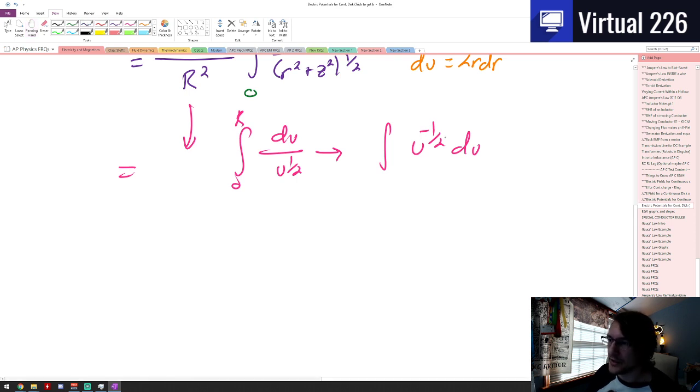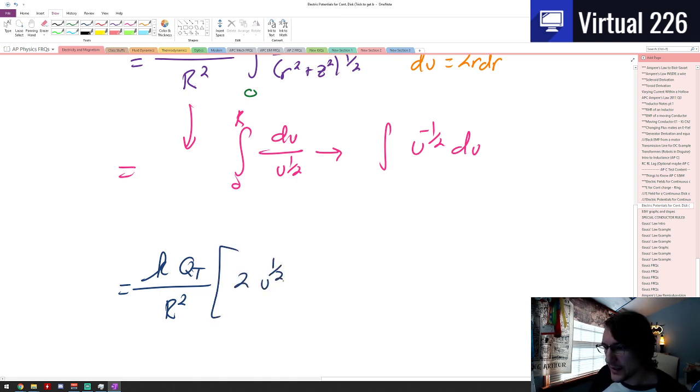You add 1 to the exponent, so we're going to get u to the positive 1/2 power, and then we're going to divide by that exponent. So dividing by 1/2 is like multiplying by 2. So down here, we get our constants, k q(t) over r squared. And then for the integral, we're going to get 2u to the 1/2 power.